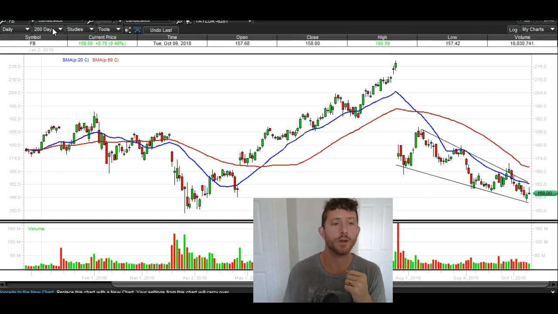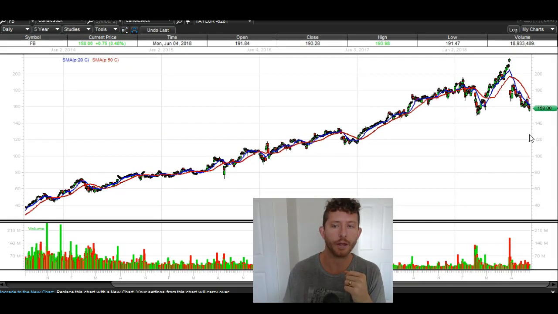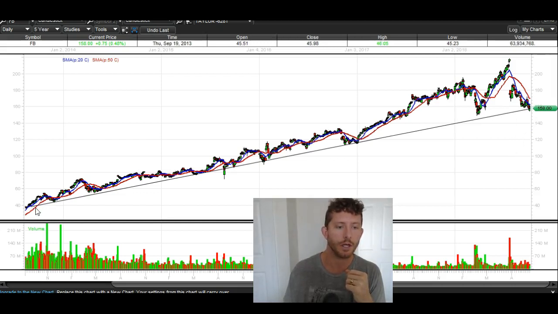And Facebook, if you back it up, let's go all the way back here, you can see this is in a major uptrend, and we're right here at this uptrend line. You see that it started there, there's a hit, a bounce right there, almost hit it here, and here we are once again at this trend line. We've had lots of dips before, even before this 5-year period. The trend line goes back even further than 5 years, but we're right here at this trend line.